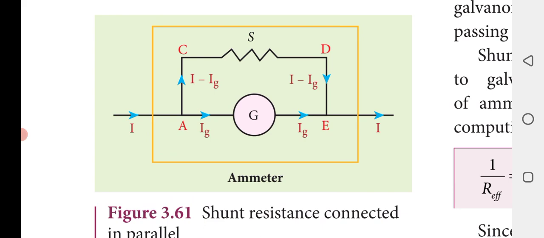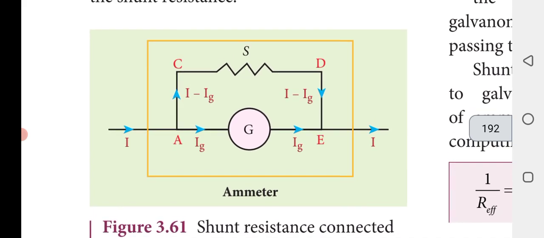When you are connecting the parallel resistance, that is considered a low resistance, and that is also considered a shunt resistance. So a low value of resistance is also considered a shunt resistance. That's why the letter S is given for the resistance value. So this is the procedure of converting the galvanometer into an ammeter. When we connect a low resistance value in parallel, the galvanometer acts as an ammeter.